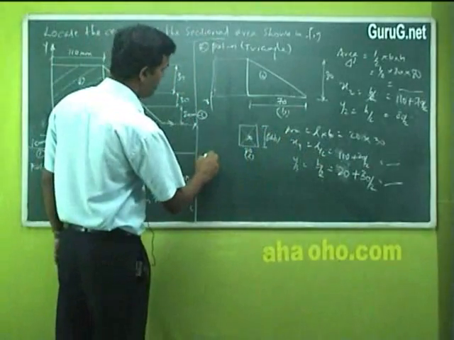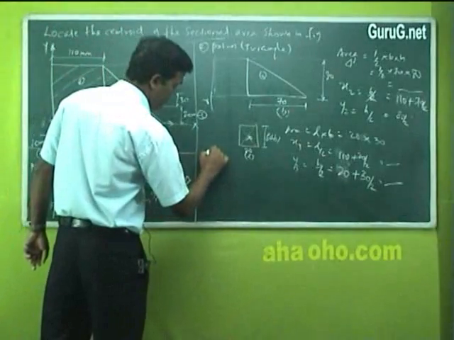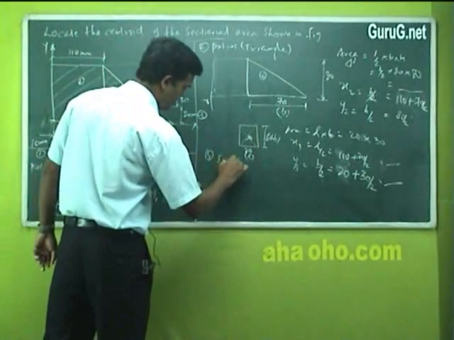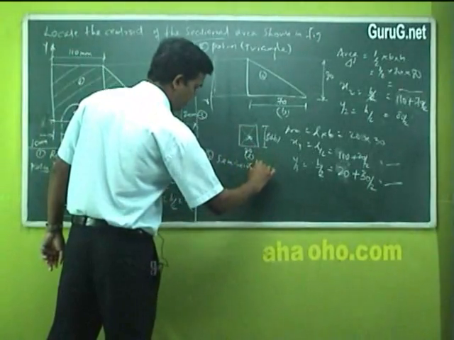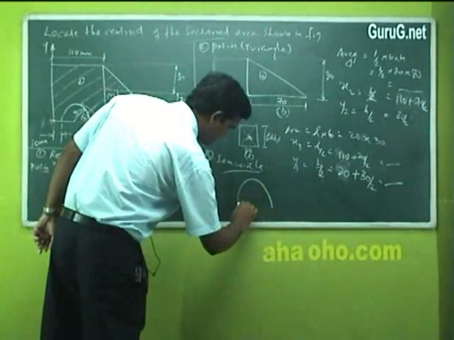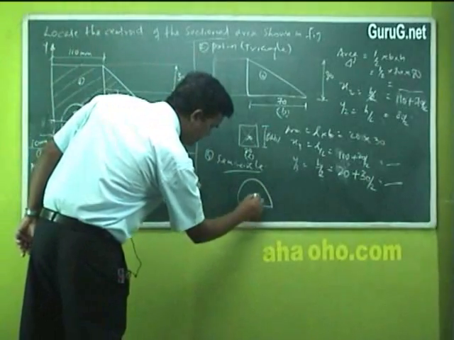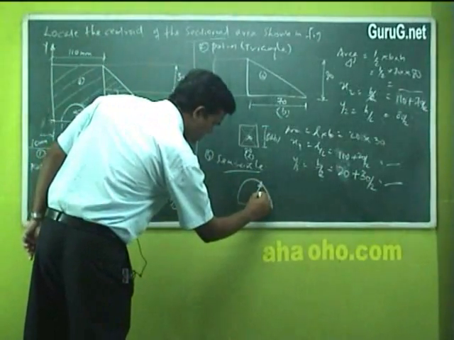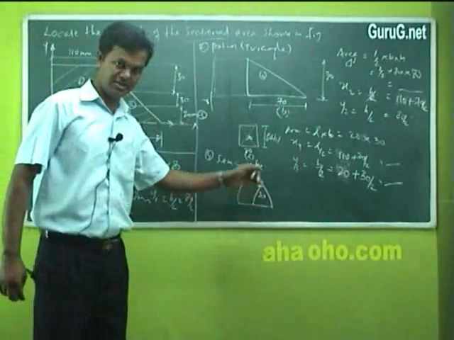Area 4. What is this? Question number 4 is what? A semicircle. Question number 4, a semicircle. What is this portion? It is like this. What is the radius given? Given in the question is 30 mm. A 30 mm radius of the semicircle is given.